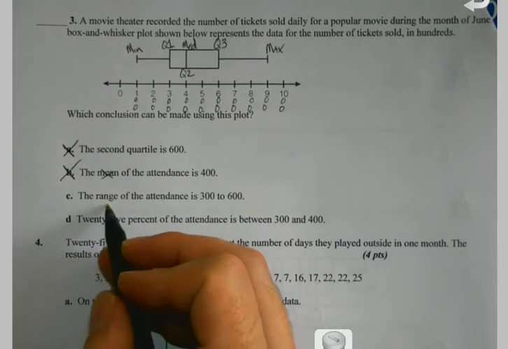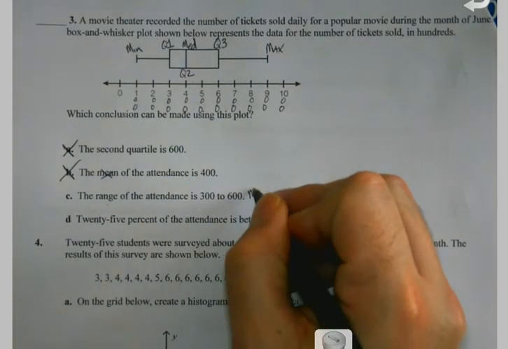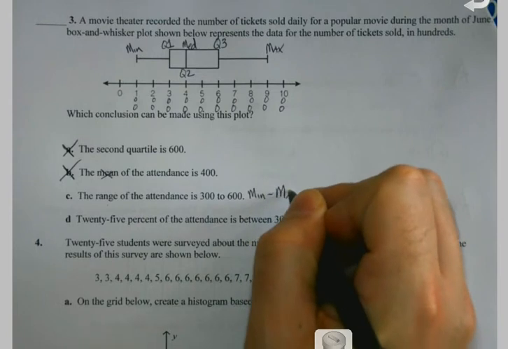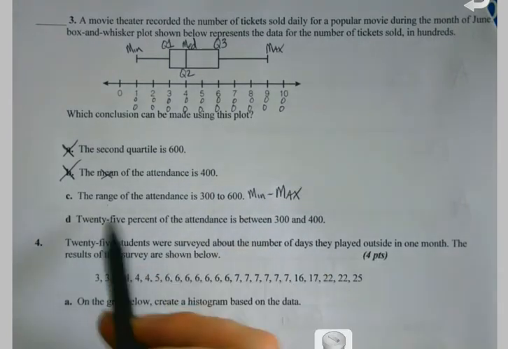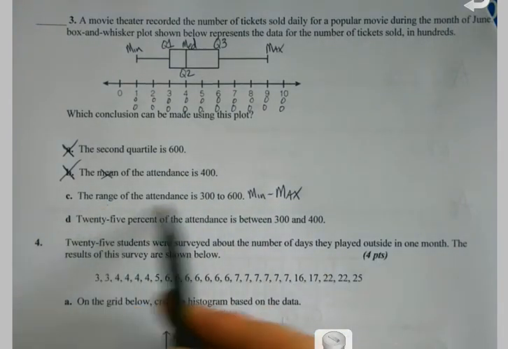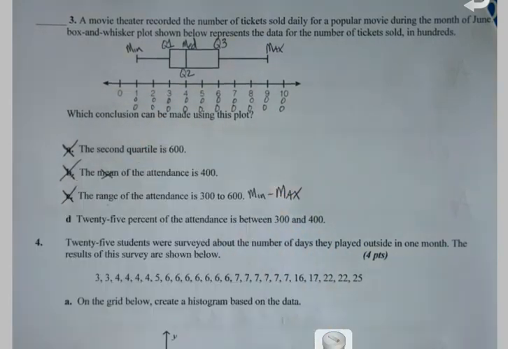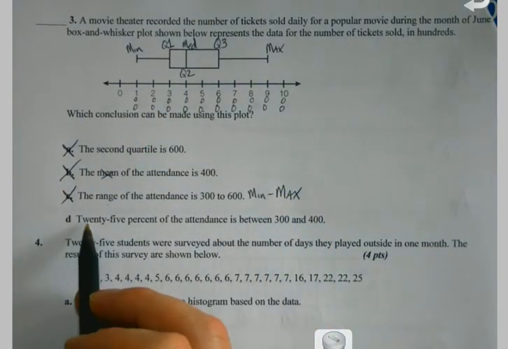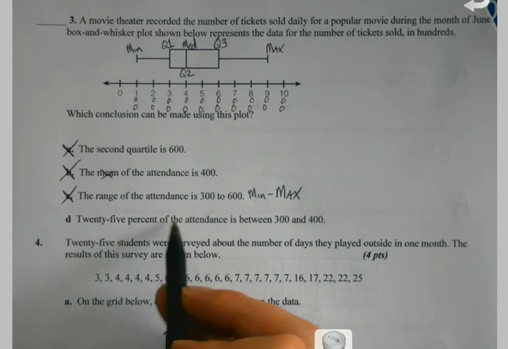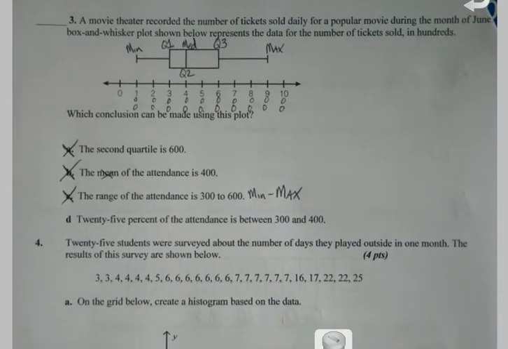Because again, my range goes from the min to the max. This would be talking about interquartile range, the 300 to 600, between those two. So answers are close, but still not right. You're like, well, this better be right. 25% of the attendance is between 300 and 400.